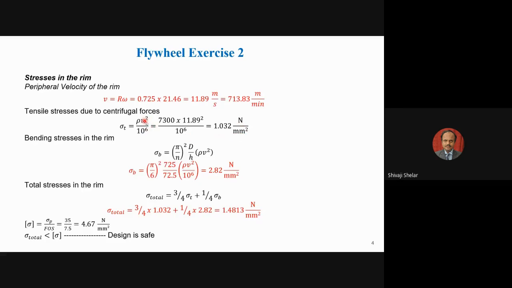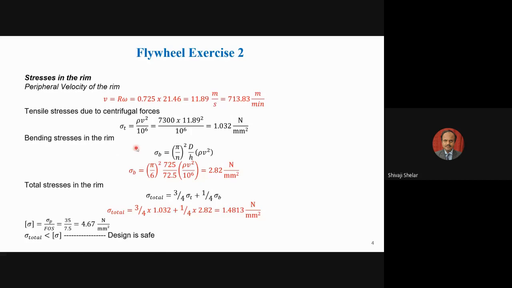So rho here is 7300, V here is 11.89 meters per second, so 11.89 square upon 10 raised to 6. So the tensile stresses here are 1.032 Newton per millimeter square. At the same time, there will be bending stresses in the rim.